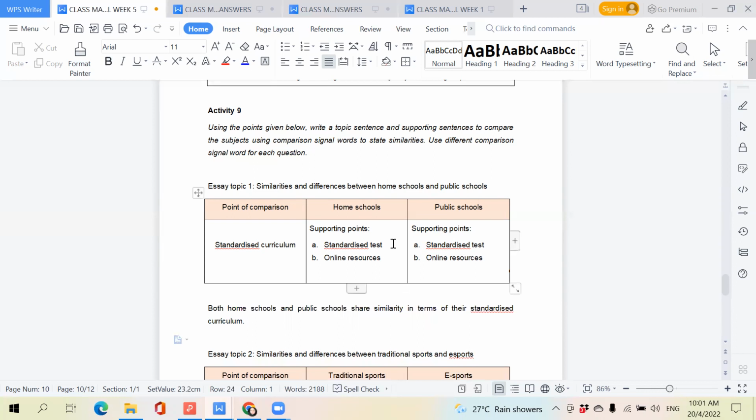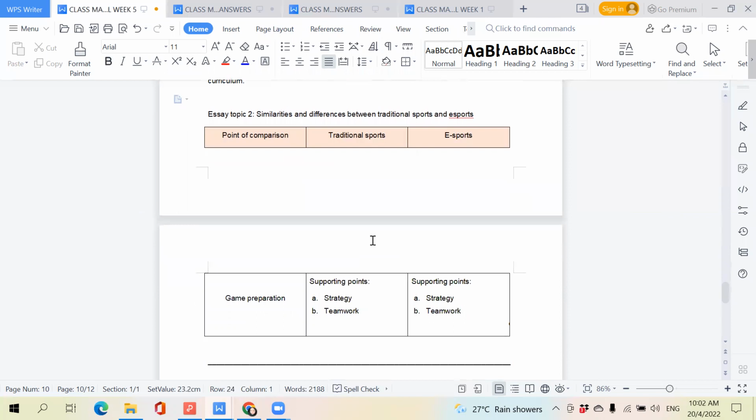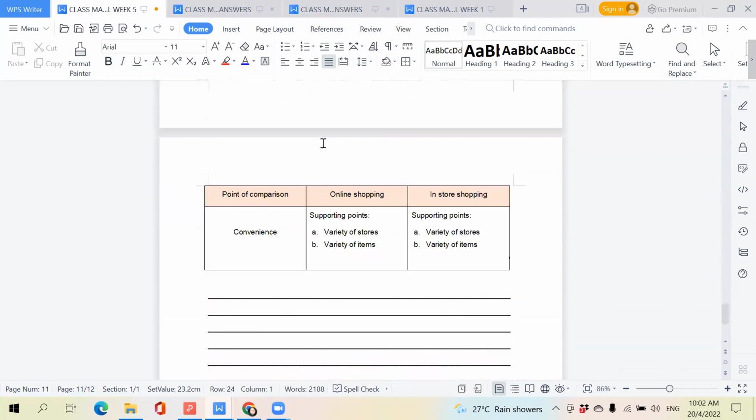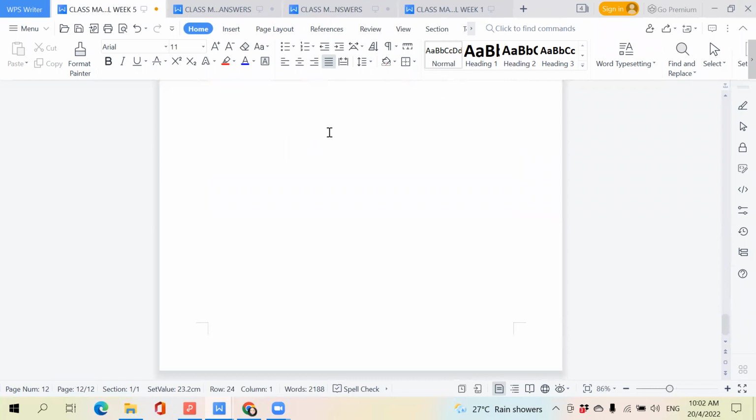It's not that difficult because you have all of the materials here already. You have all of the components here already. It's just a matter of you rewriting it in your own way, of how you would write your topic sentence. All right, so I have done the first one for you. Now I want you to complete the rest. Essay topic 2, 3, and 4, and then we'll discuss this in our next class. So just complete activity 5, 6, and activity 9 from class material week 5, and then another one from here.